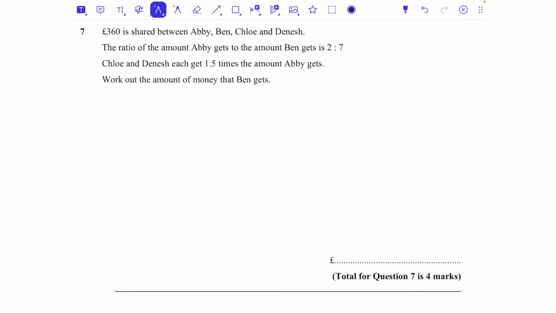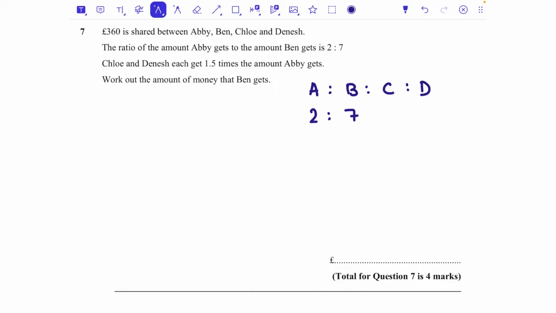Chloe and Dinesh each get 1.5 times the amount that Abby gets. So let's do a ratio here, A to B to C to D. And the ratio of Abby to Ben is 2 to 7. Chloe and Dinesh each get 1.5 times the amount that Abby gets.